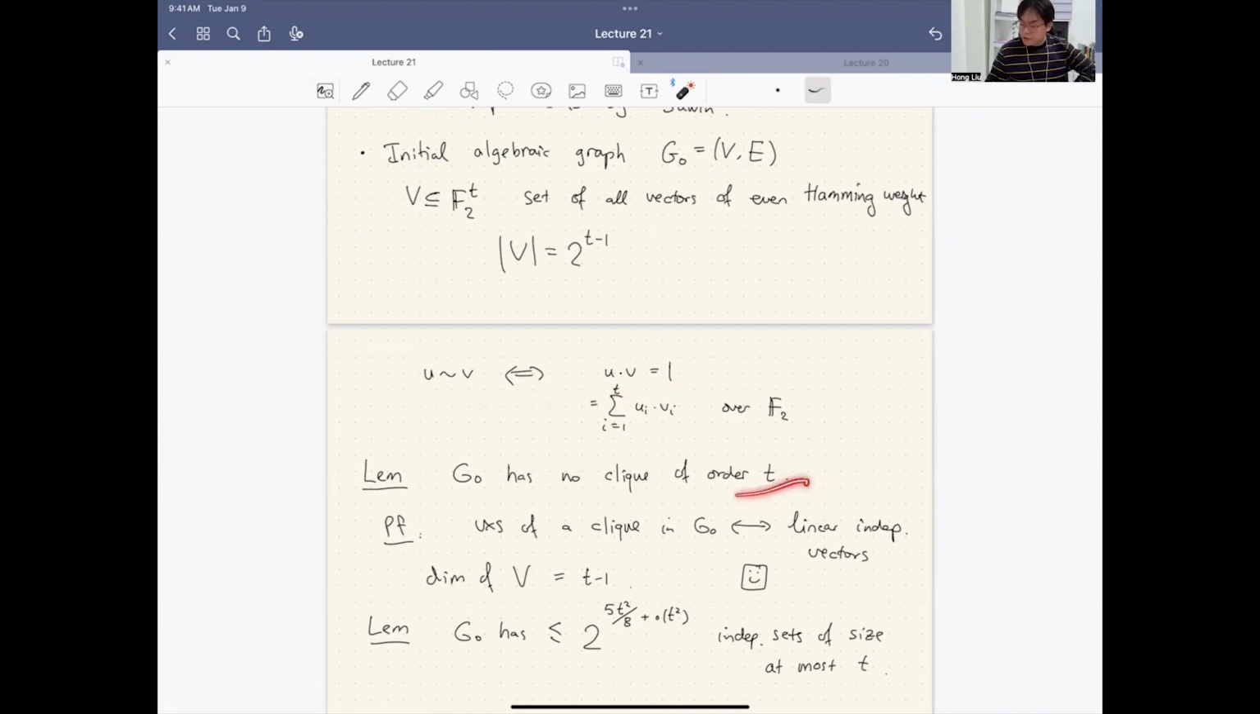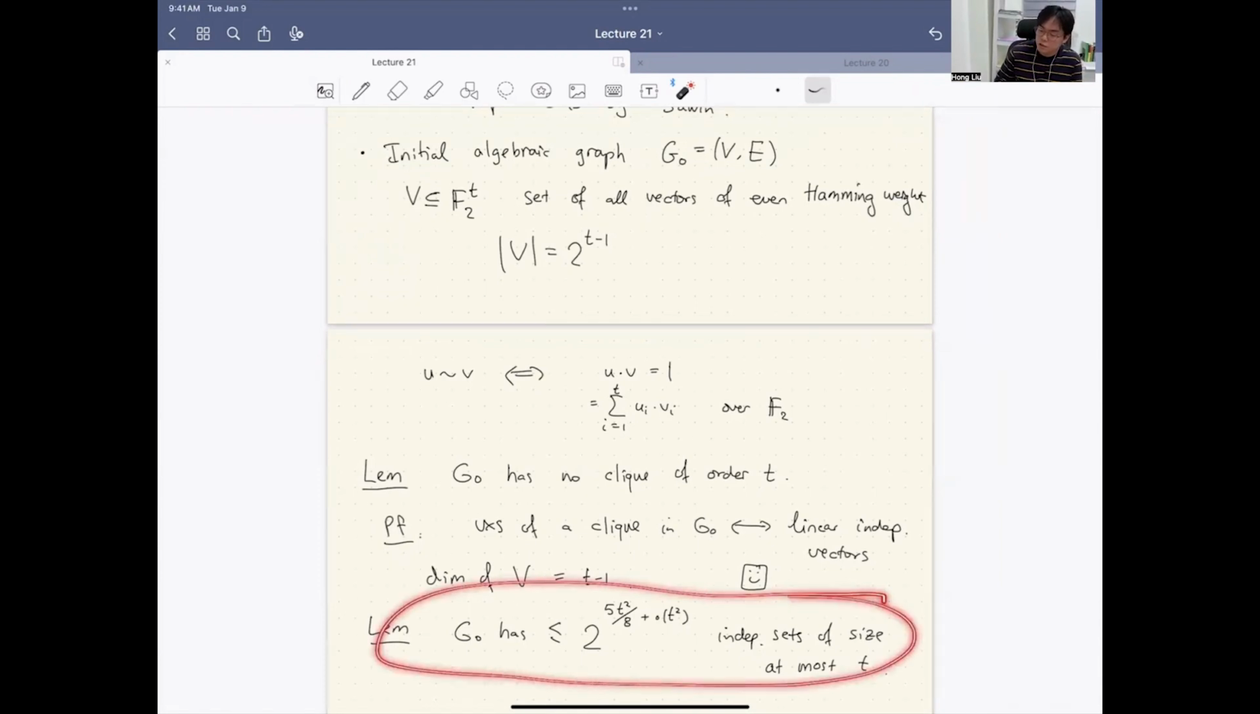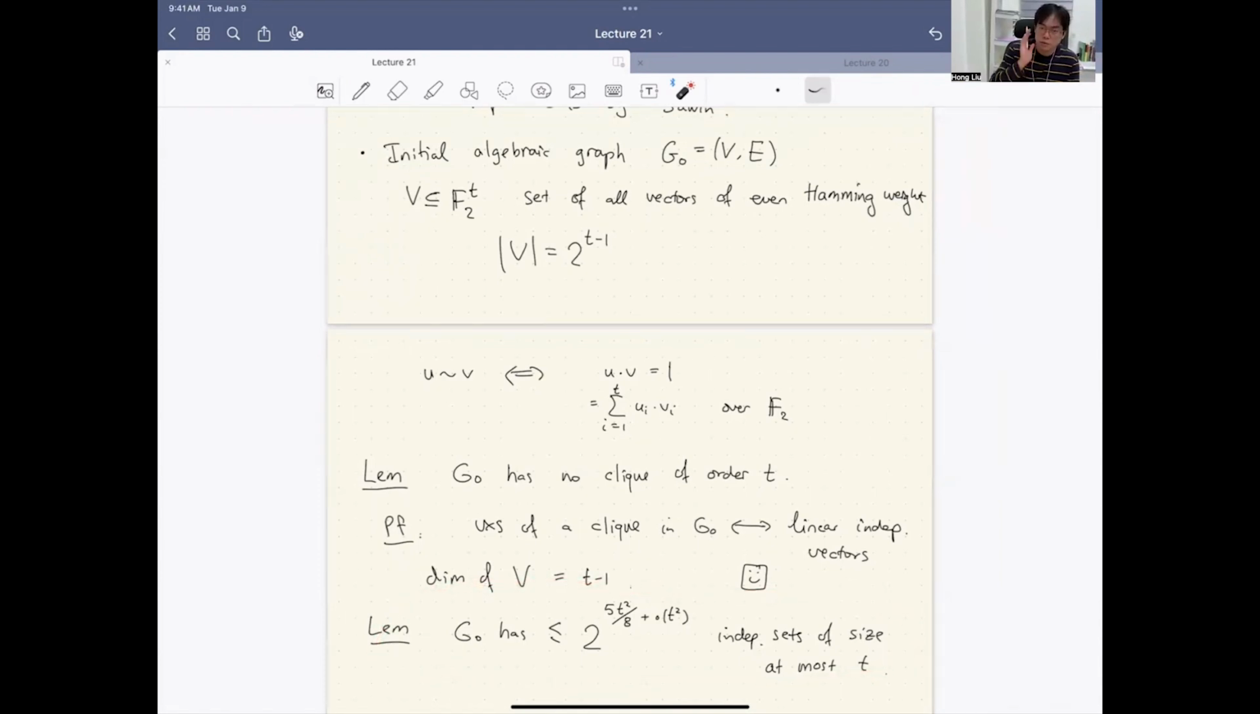This graph has small clique number, and even though it has a large independence number, there are not so many large independent sets. Small clique number, few large independent sets. We're going to take a random blow up of this algebraic graph G0, and then take copies of the blow up of G0 and randomly overlap them together.